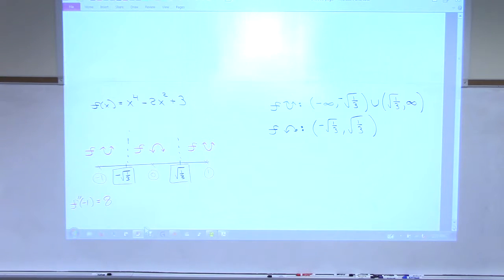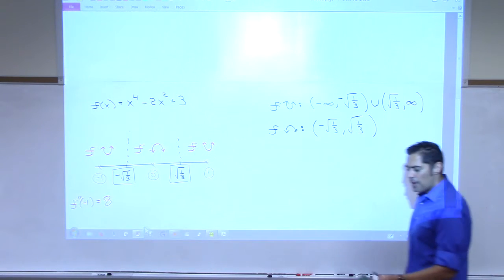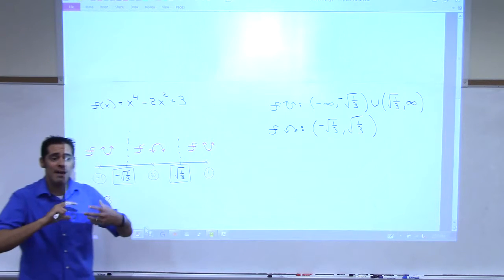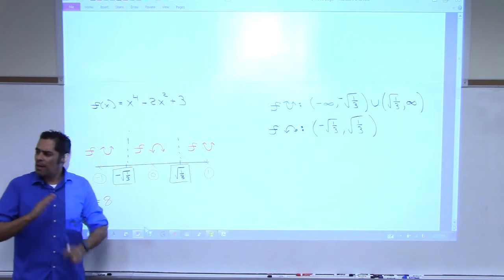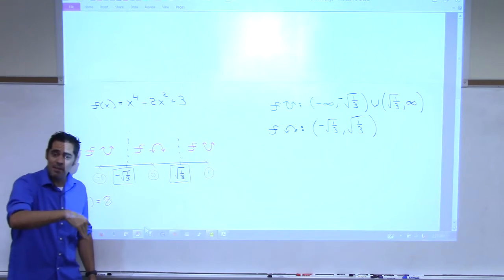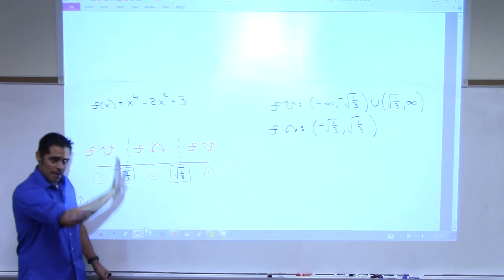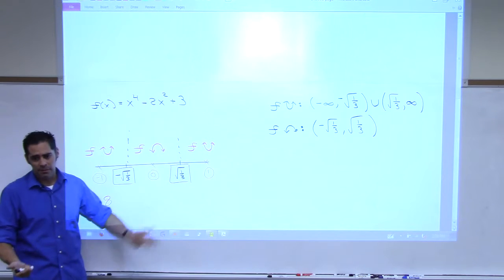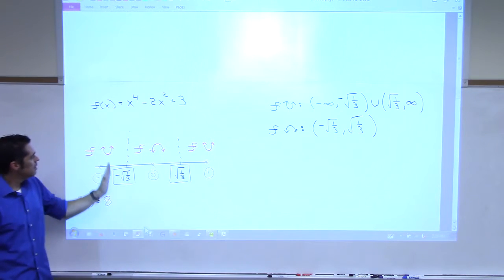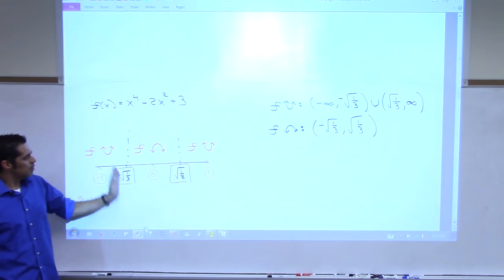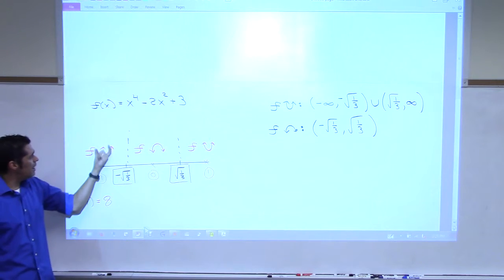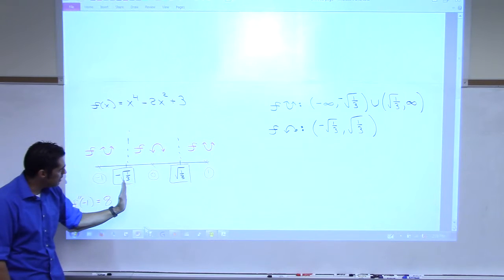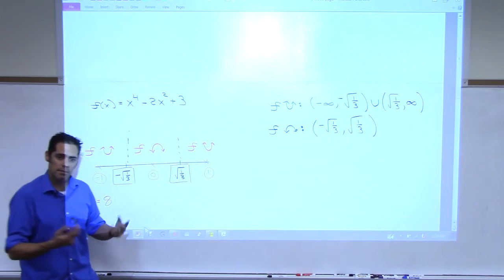Inflection points. Those occur when you have a change in concavity. You know how with the first derivative, up to down meant max, down to up meant min? Here, any change in concavity means inflection point. Any change. We're going to have two of them, right? Because we go from positive to negative and then from negative to positive. So we have an inflection point here and here.